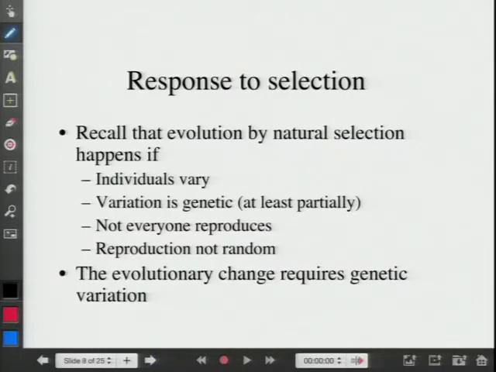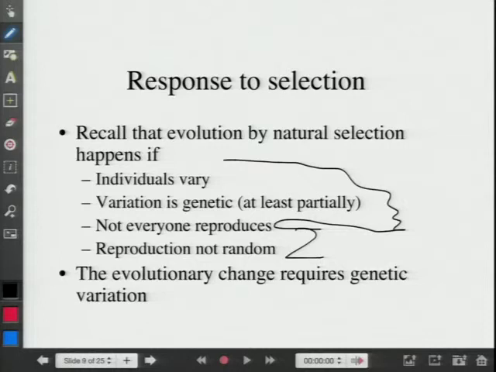All right, so that's going to affect the potential for an evolutionary response to selection. So remember, evolution by natural selection is change in populations over generations. Selection happens within a generation, and evolutionary change occurs across generations. It happens if individuals vary, some of that variation is genetic, and there's differential reproduction that is non-random with respect to these genetically varying traits.